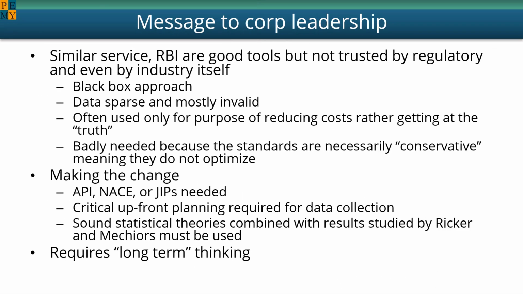Finally, similar service and RBI are good tools, but they're not trusted by the regulatory industry, certainly, and not even by industry itself. That's because a black box approach has been used. Another factor is the sparseness of data, and most of it's invalid anyway, at least that which comes out of API 653 inspection reports. RBI has often been used to fulfill the goal of increasing the average internal inspection interval solely for the purpose of reducing costs, without really the purpose of getting at the truth. But if you do it correctly, you can often have both. You can have your cake and eat it too.